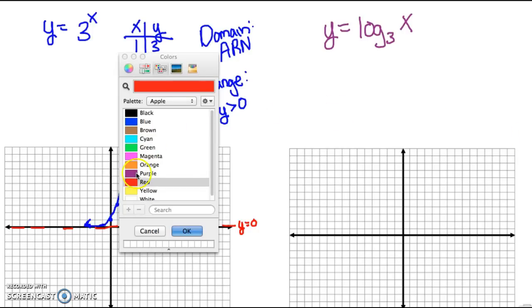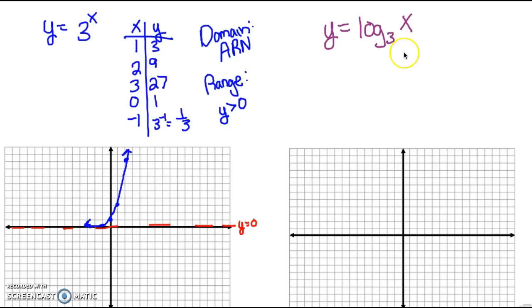If I graph my logarithmic function, I just need a table. I'm going to flip my x and y's because I'm finding the inverse. 3, 1, 9, 2, 27, 3 obviously isn't going to fit. 1, 0, and 1/3, -1. I can fit 3, 1, and 9, 2.